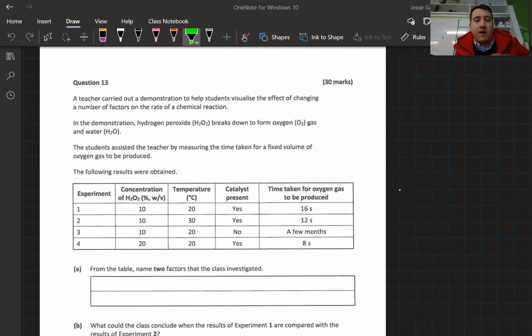In this video, we're going to do some guided exam question practice on question 13 that came up on the 2022 mock paper. It's worth 30 marks, so you've got about 10 minutes, so set your timer and we'll get stuck into it.